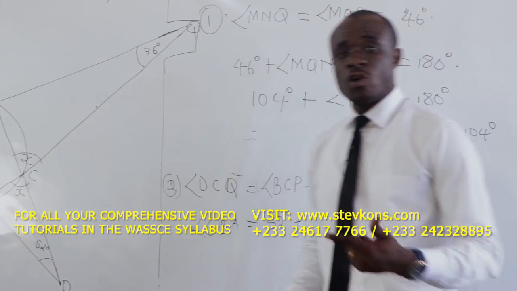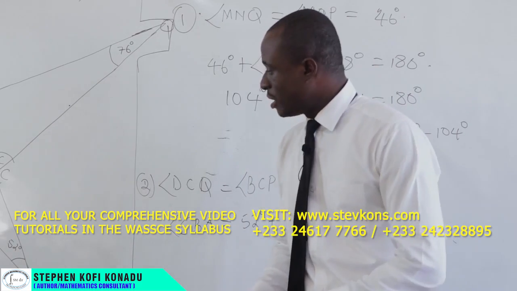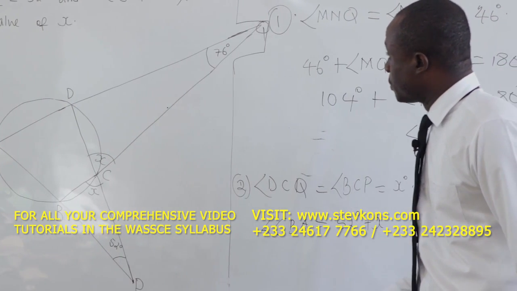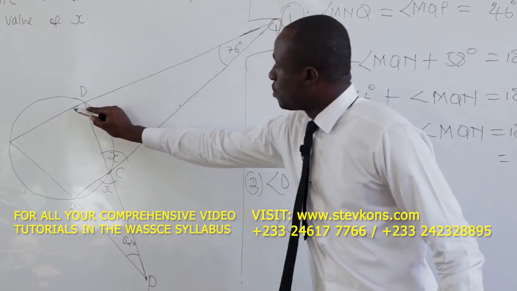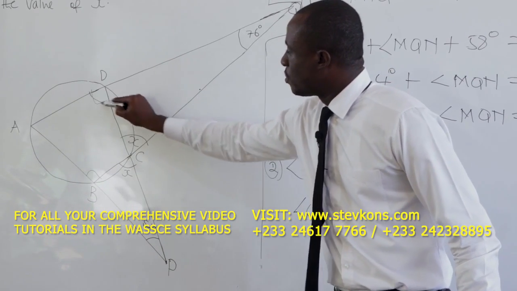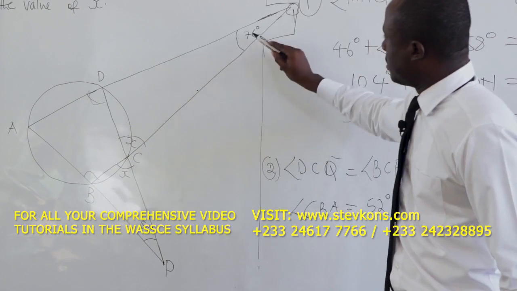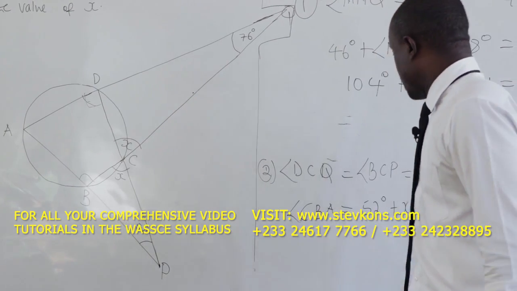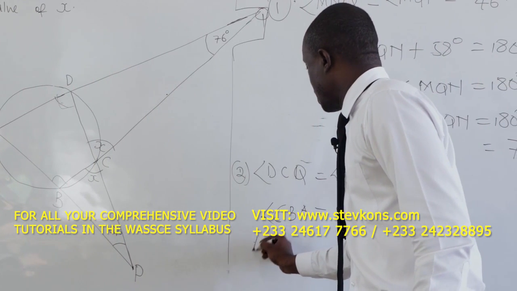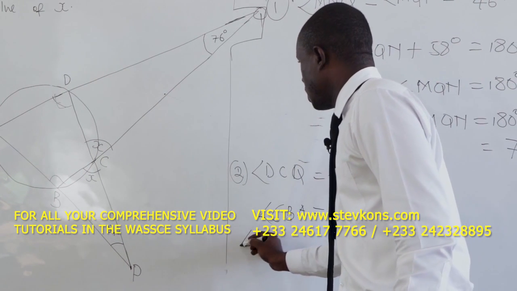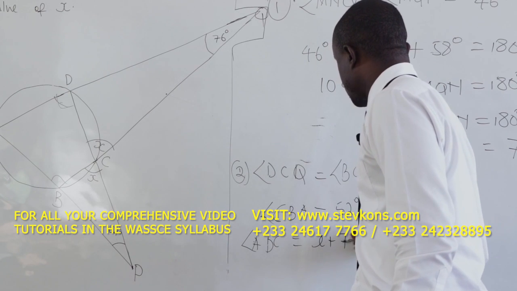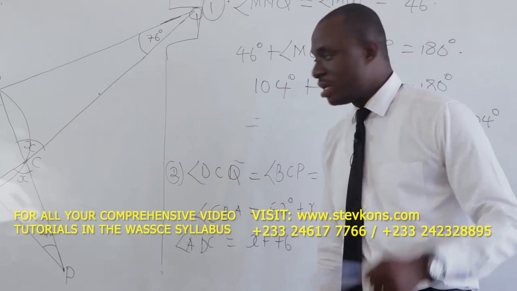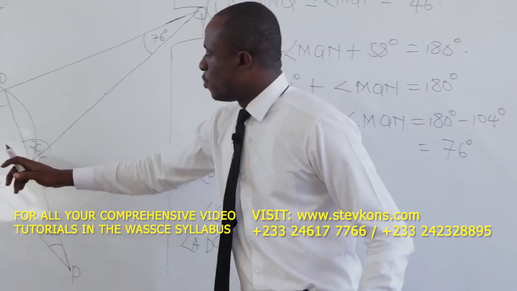What do we know? The sum of the opposite interior angles is equal to what? The exterior angle. So this plus this is equal to that. And then what again can we also say? We can also know the angle over here. Now, this plus this equal to the exterior angle, that is X plus 76, is equal to what? The exterior angle. We can also say that ADC equal to X plus 76 degrees. The sum of the opposite interior angles is equal to what? The exterior angle.